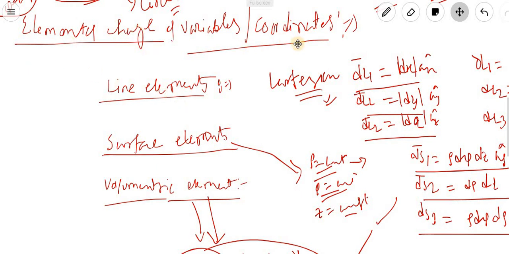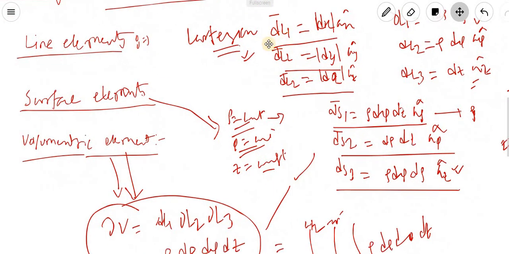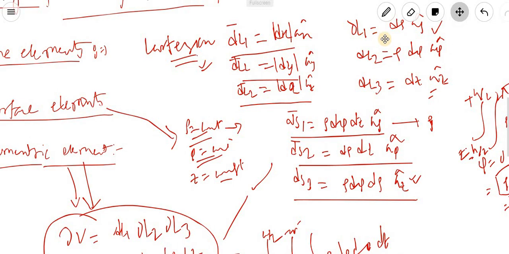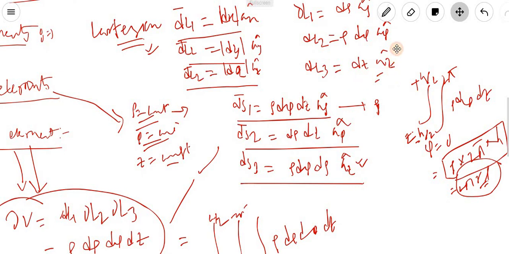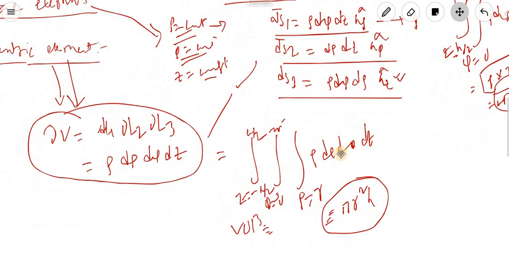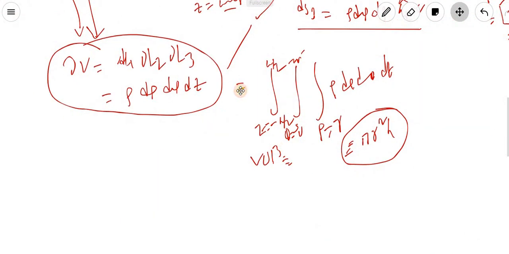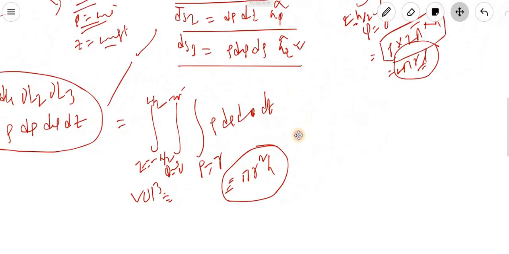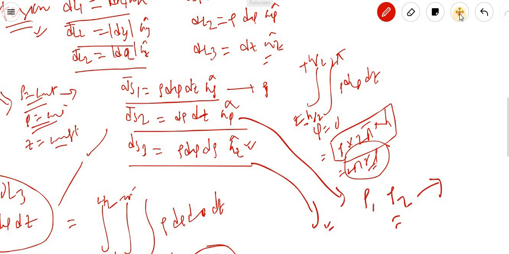We have also discussed the elementary change of variables. So we got the line elements d rho a rho, rho d phi a phi, and dl3 equals dz az. And the surface elements we have also seen here. We have just started this discussion.